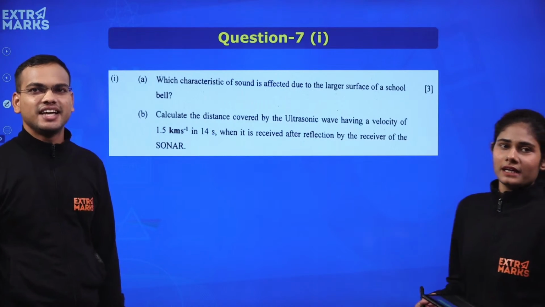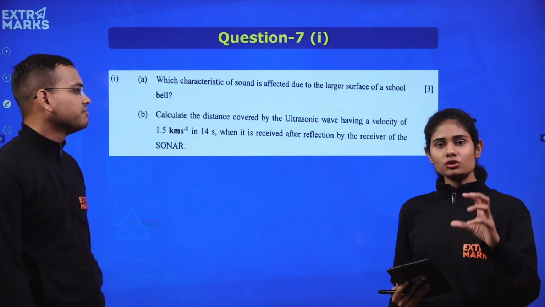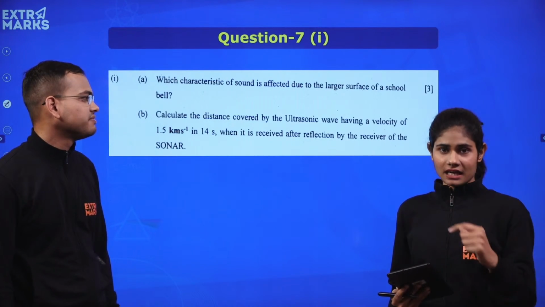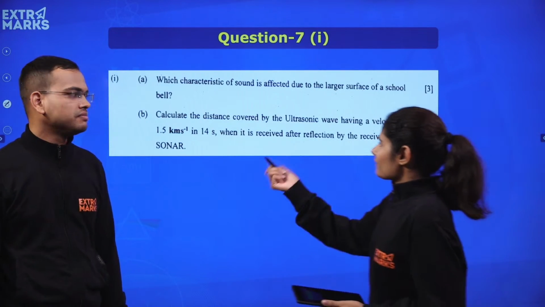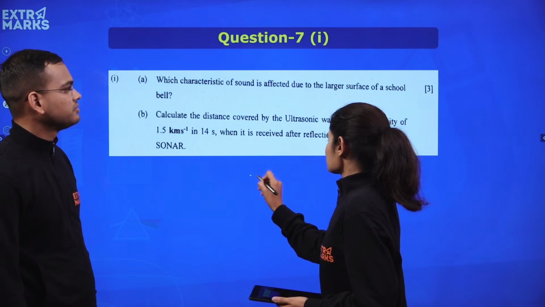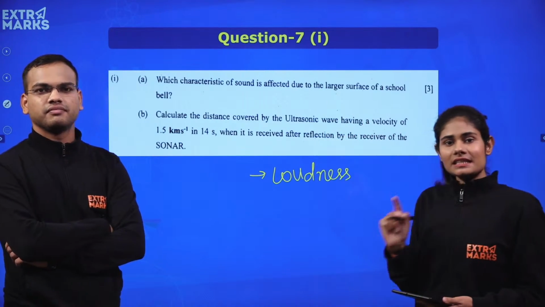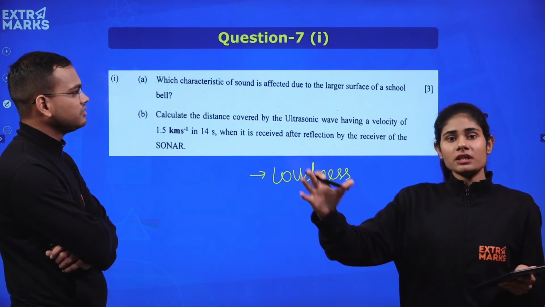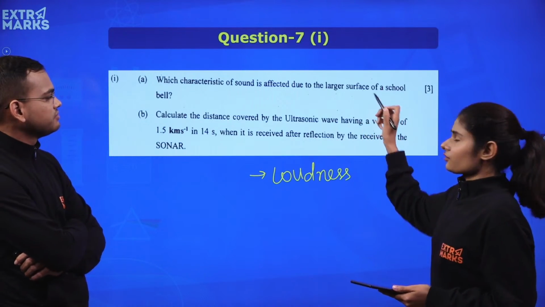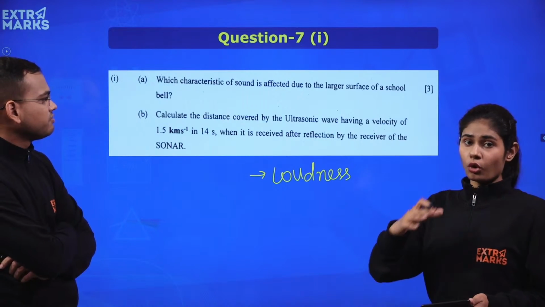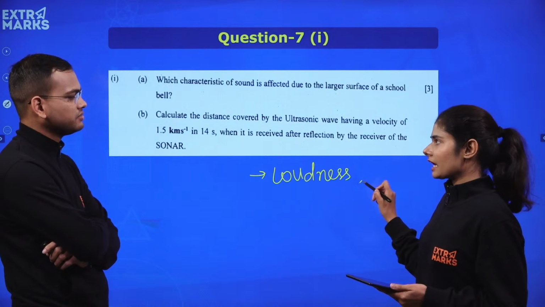Yes. See, whenever we are going to see the characteristics, you need to make sure that while increasing the surface area, you are enhancing that characteristic, right? So when we are talking about the characteristics, it should be loudness. Why loudness? Because loudness is the one thing which can pass on the energy to a very large distance, right? So that is the main reason. The larger the surface of that school bell, the more distance it will cover, and definitely you can hear it from very far away. So yes, the answer is loudness for this.